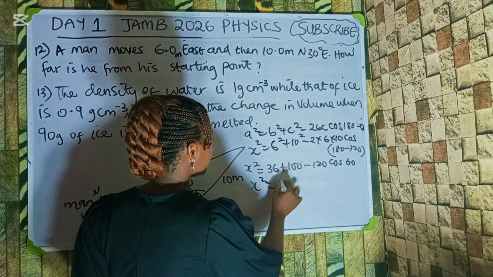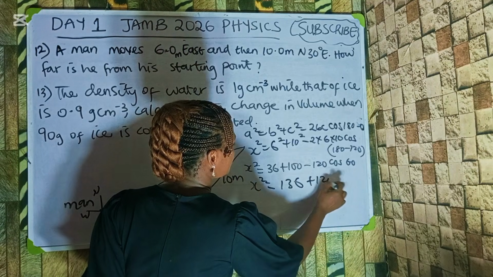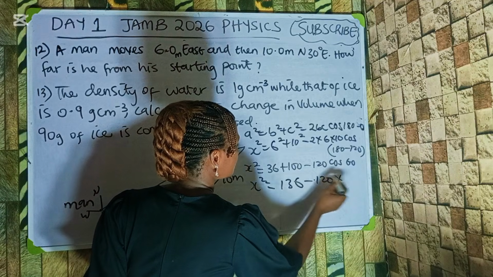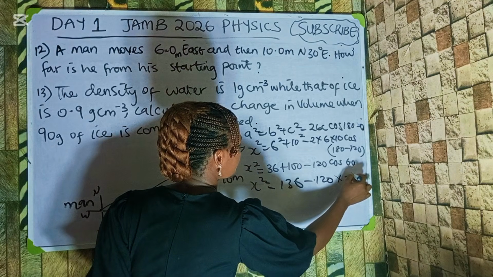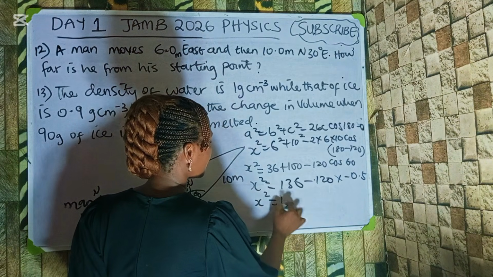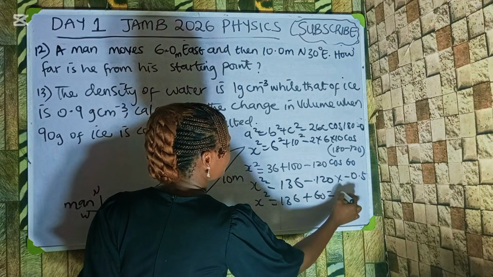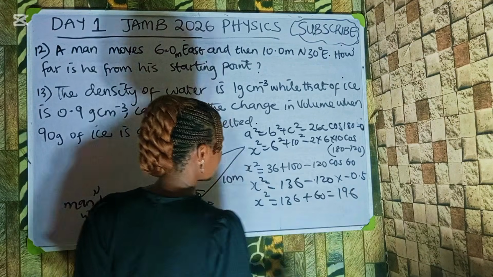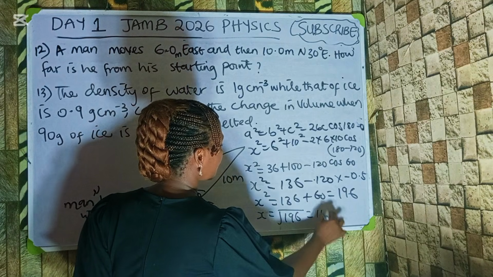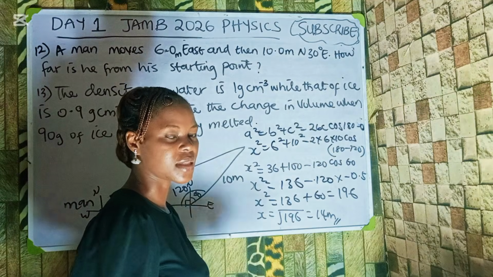So x square is equal to 136 plus cos 120, which is minus 0.5, times 120. Okay, so this is going to give me x square is equal to 136 plus 60, which will give rise to 196. Okay, so x is equal to root of 196, which will give rise to 14 meters. So if you see a question like this, that is how to solve it. The answer is 14 meters.